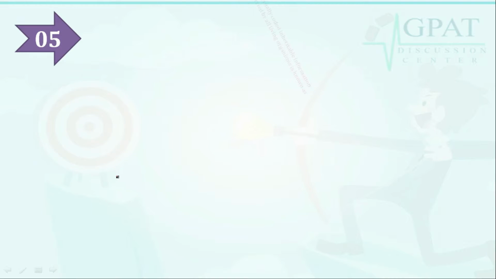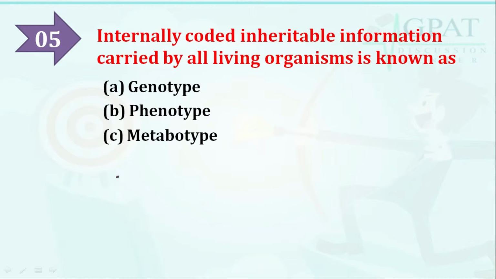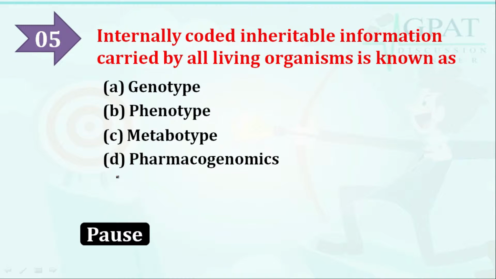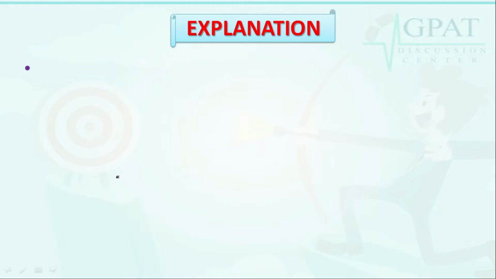So the next question is: internally coded inheritable information carried by all living organisms is known as? Options are: option A, genotype; option B, phenotype; option C, metabotype; option D, pharmacogenomics. The correct answer is genotype. Internally coded inheritable information carried by all living organisms is known as genotype. So let's discuss in detail.